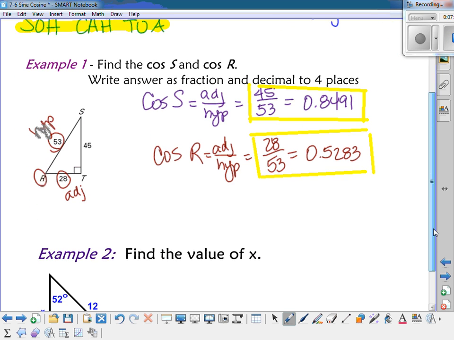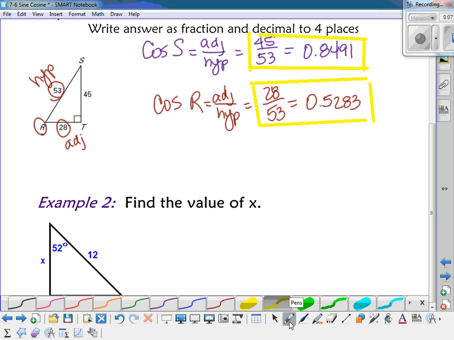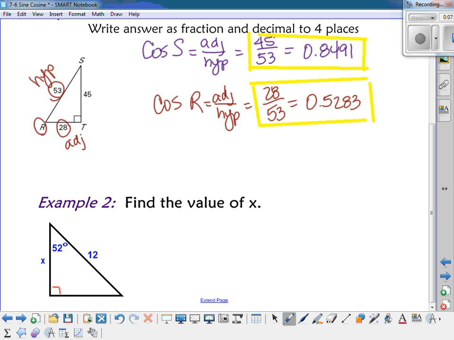And just like sine and tangent, we can use cosine to find the missing value in a right triangle. So here we've got x, which is our adjacent, and 12 is our hypotenuse. Because it's adjacent and hypotenuse, I know I have to use cosine.